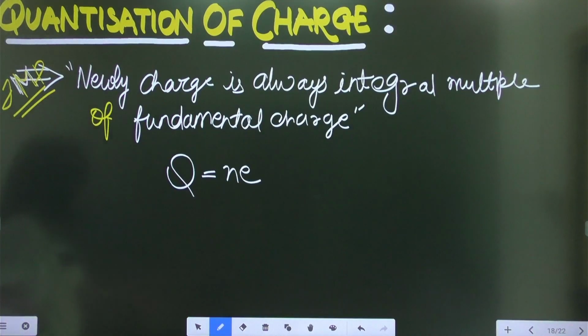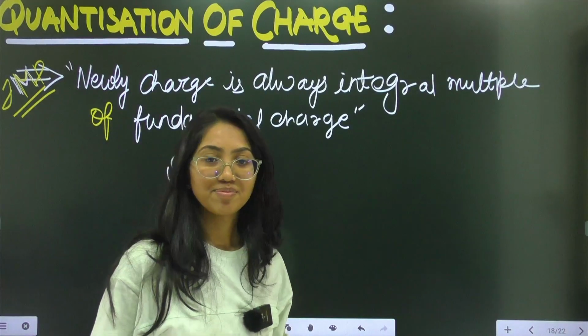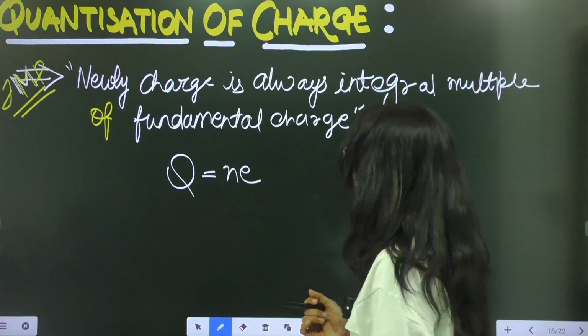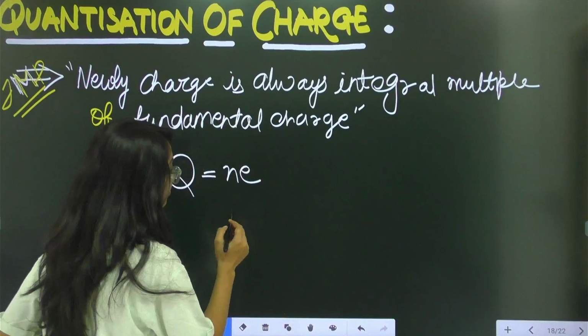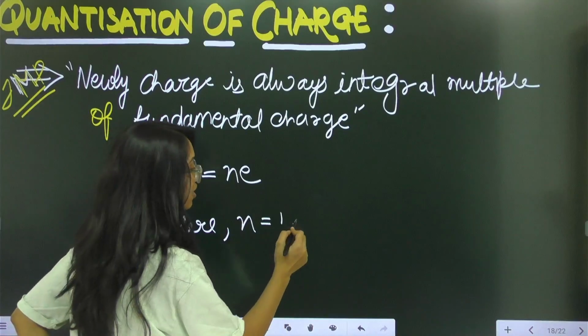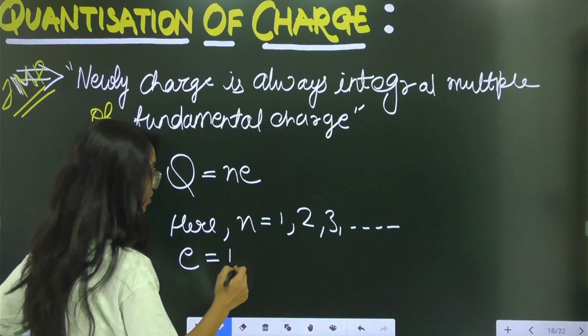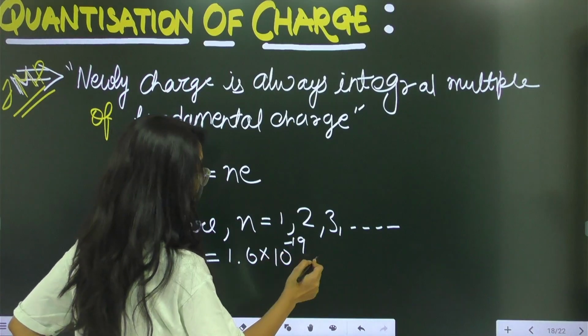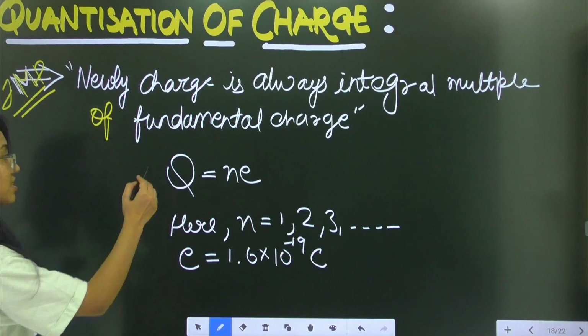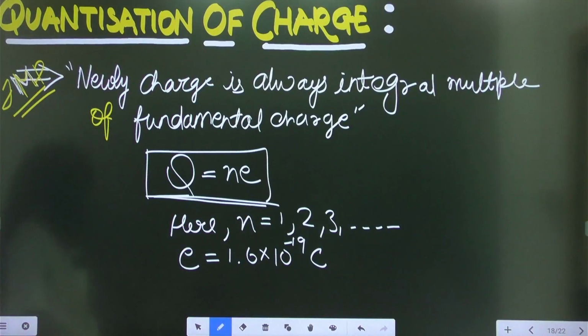This formula you must have seen somewhere in the 10th class NCERT textbook, right? Because it was in this chapter, and if you haven't studied it, I cannot say anything. So Q equals n e, where n is an integer: 1, 2, 3 and so on, and e is the fundamental charge, which is 1.6 into 10 raised to minus 19 Coulomb. This formula is important.